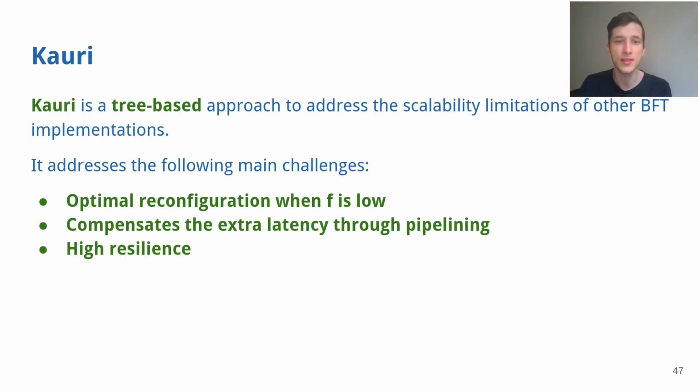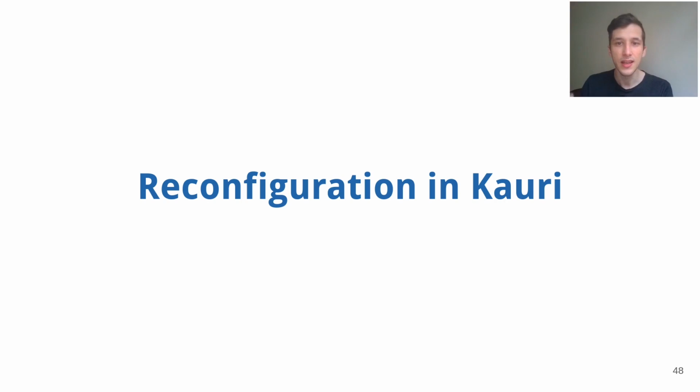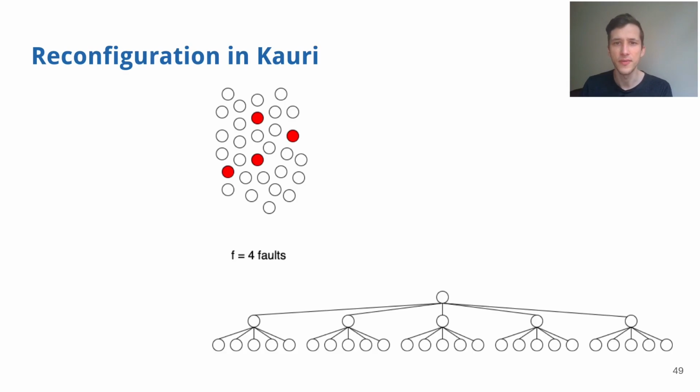Kauri is a tree-based approach to address the scalability limitations of the other BFT implementations. It does so by addressing the following main challenges. We want to have optimal reconfiguration for a small number of failures F. We want to compensate the extra latency through pipelining while still maintaining high resilience. Let's start with solving the problem of how to deal with the factorial number of trees and still achieve optimal reconfiguration. We want to construct a tree without any faulty internal nodes to achieve consensus.